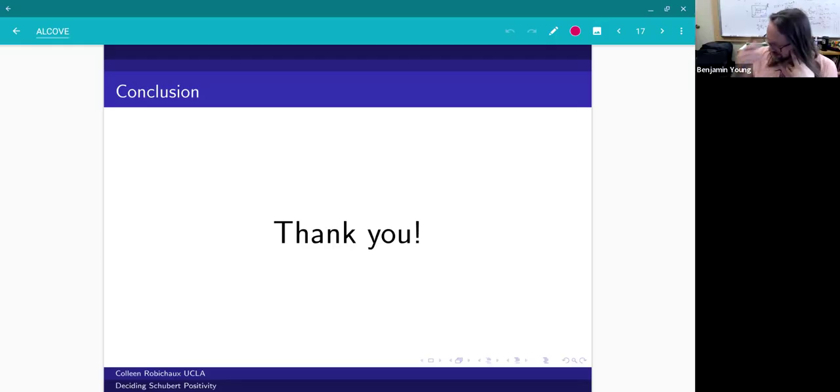So how does this compare with the complexity of the same question for just ordinary Littlewood-Richardson coefficients? It's the only computational complexity question in combinatorics that I sort of have.